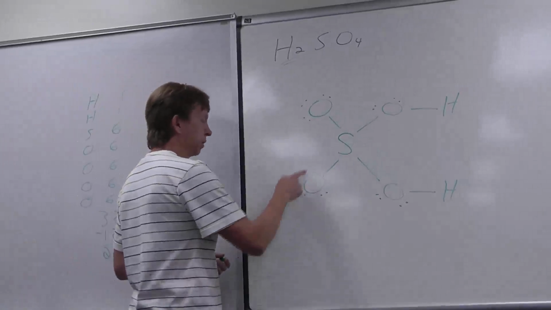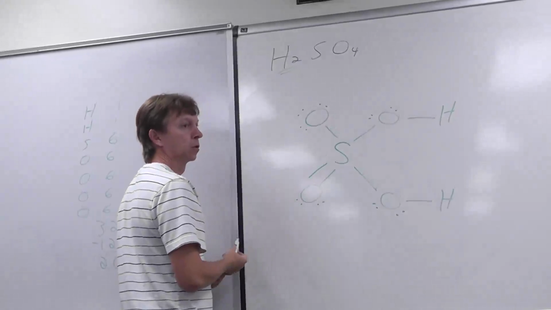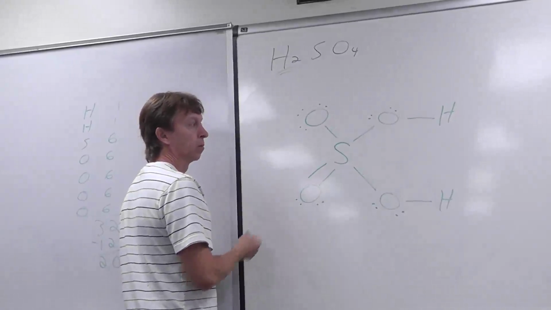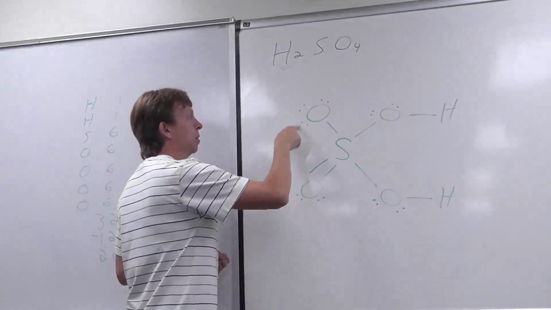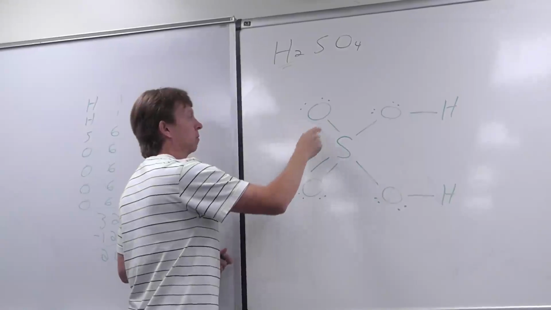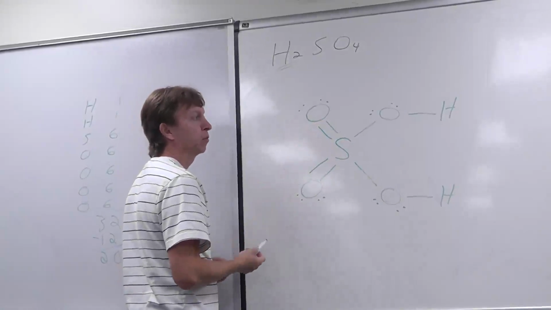Will this oxygen fold in a pair to get a second bond? Yes. What does that do to sulfur? Puts it at 10 electrons, which is okay for sulfur. Will this one fold in a pair to get a second bond? Yes. What does that do to sulfur? Puts it at the maximum, which is 12.